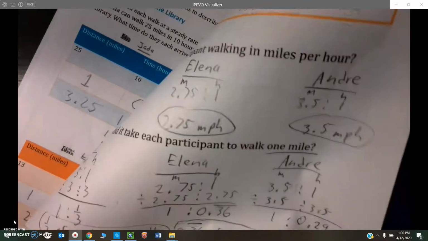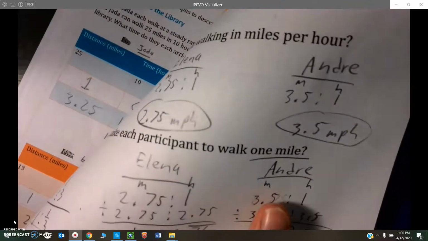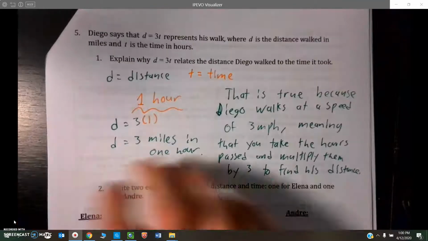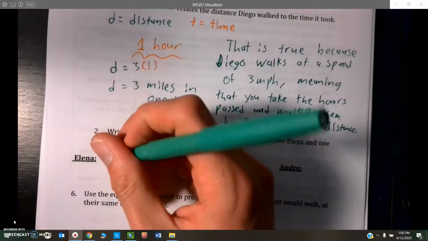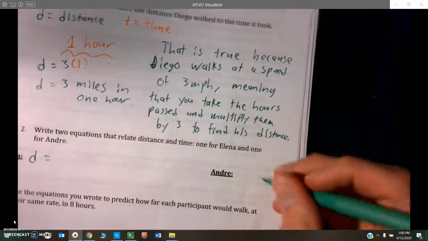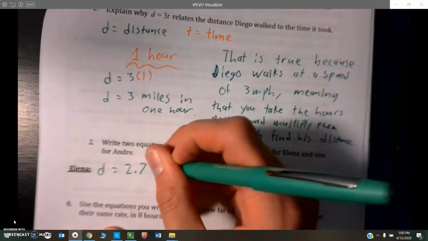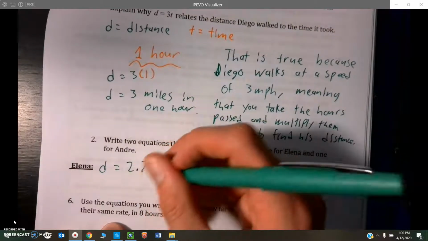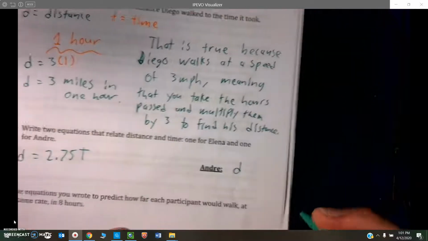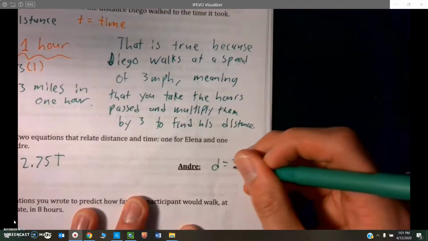So, if we use Diego's speed in miles per hour, I'm sure we could do the same thing for Elena and Andre. So we know that Elena went 2.75 miles per hour, and Andre went 3.5 miles per hour. So we're going to use the same format: all you have to do is take their speed in miles per hour and multiply it by the hours that they traveled.